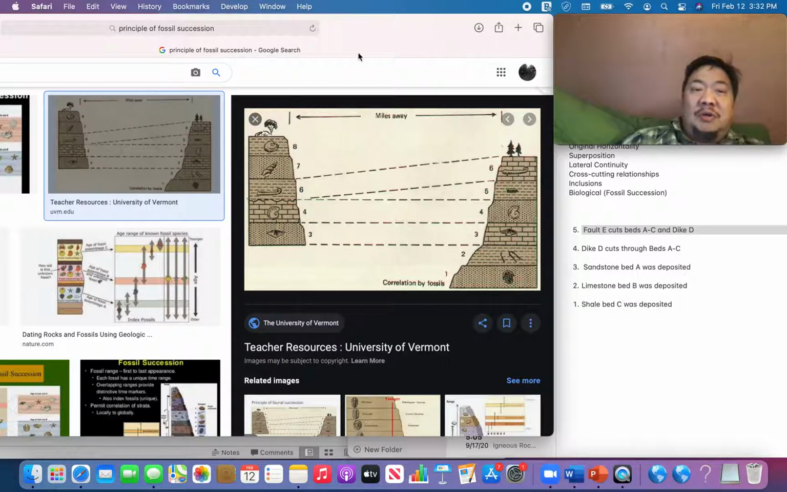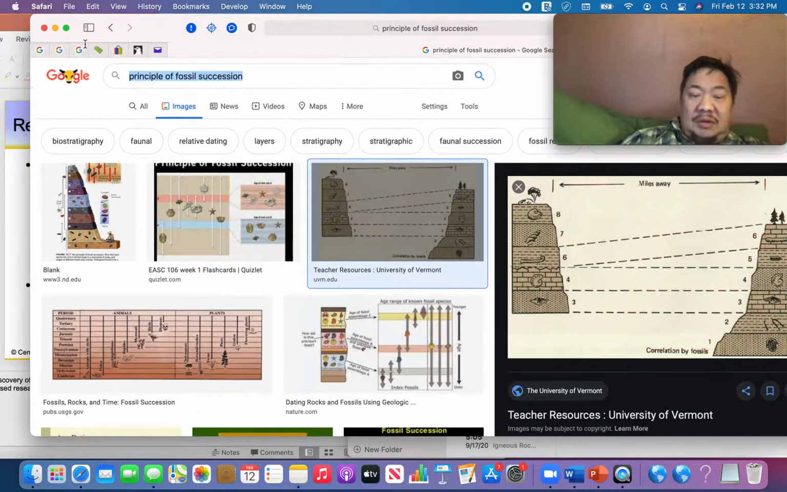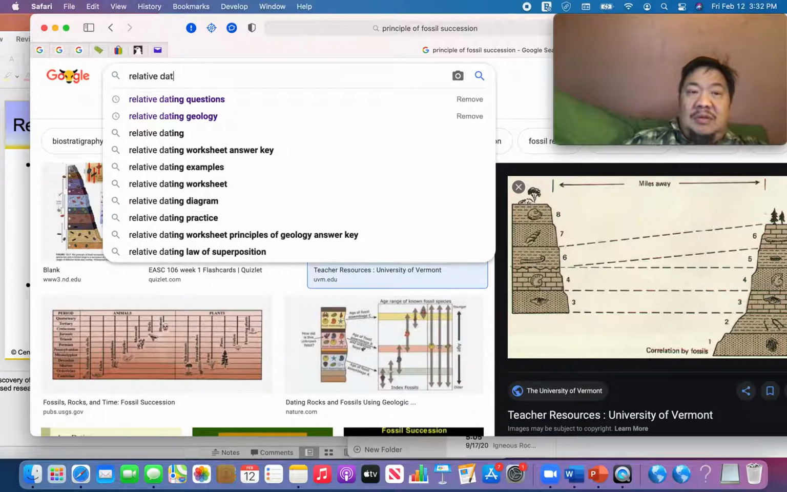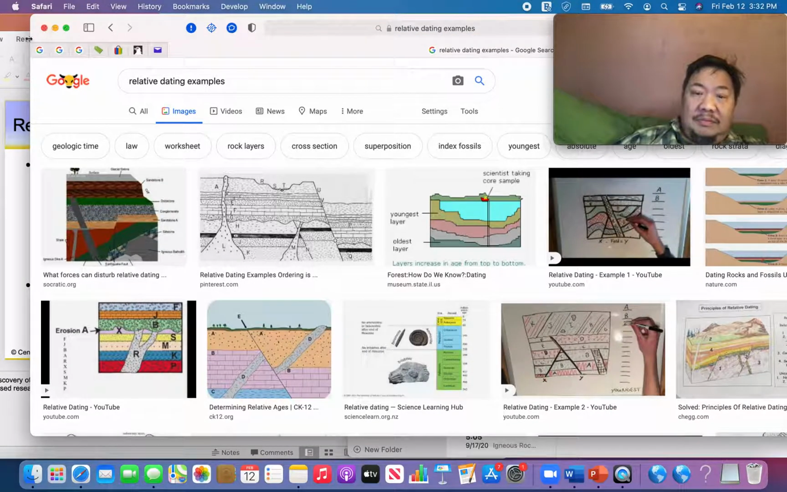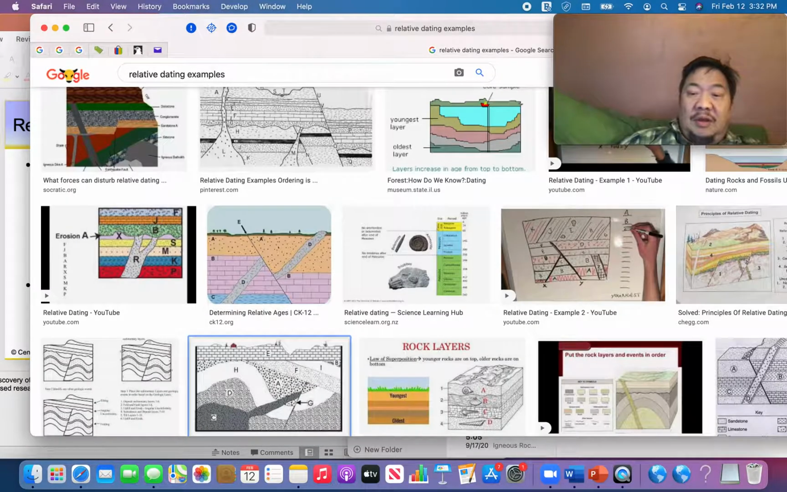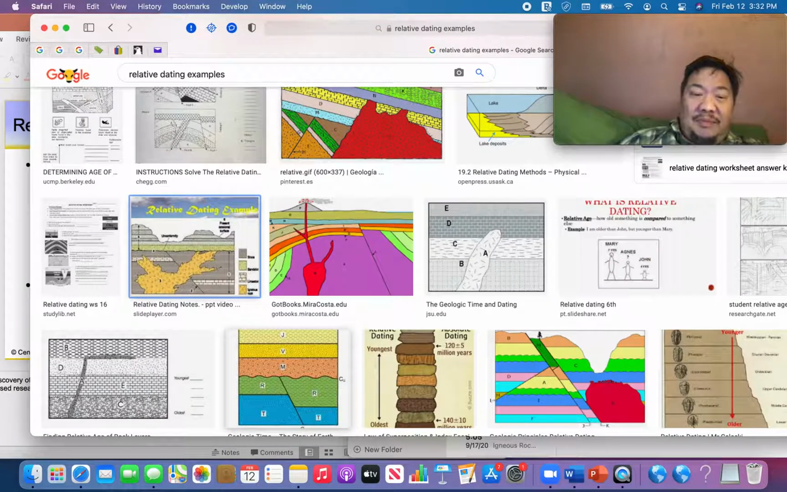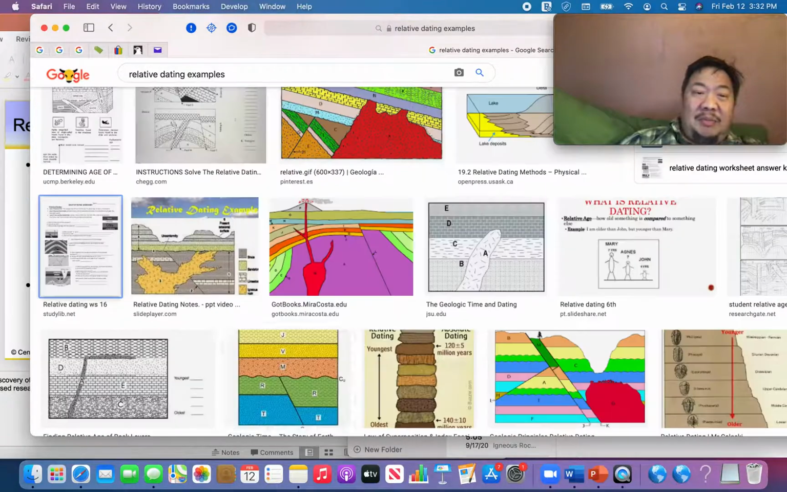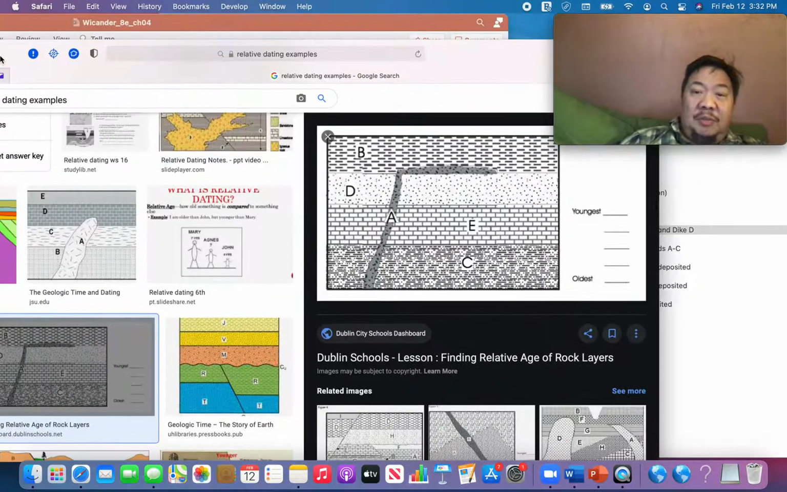Let's use the principles of relative dating to do some geology here. Okay, we already did this one here. You should be able to do this one. And if you can't do that one, you need to study this a bit more until you get it. So let's take a look at this one here. Here's a very simple example.